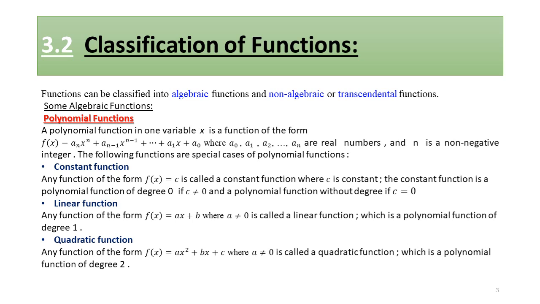Linear function. Any function of the form f(x) = ax + b, where a is not equal to 0, is called a linear function, which is a polynomial function of degree 1. Quadratic function. Any function of the form f(x) = ax^2 + bx + c, where a is not equal to 0, is called a quadratic function, which is a polynomial function of degree 2.